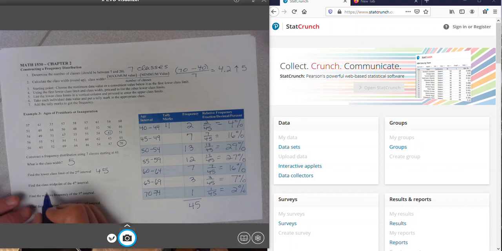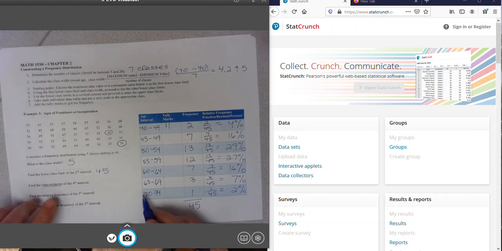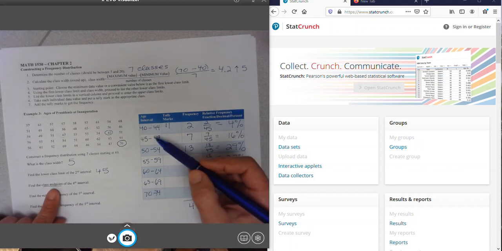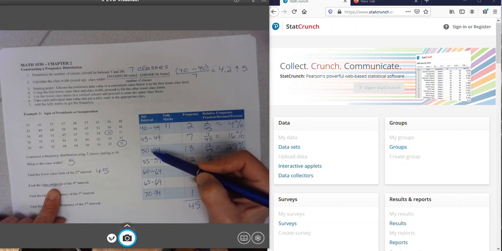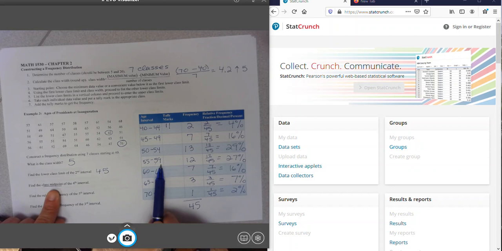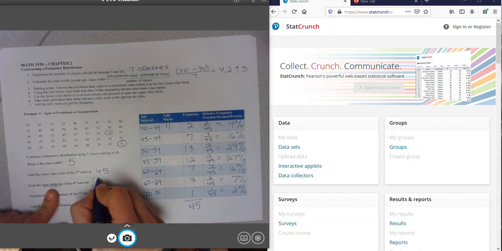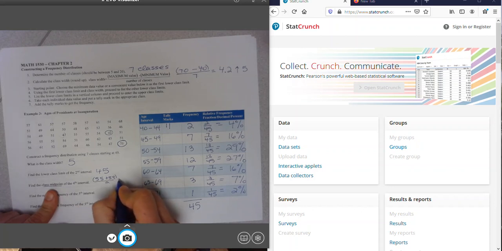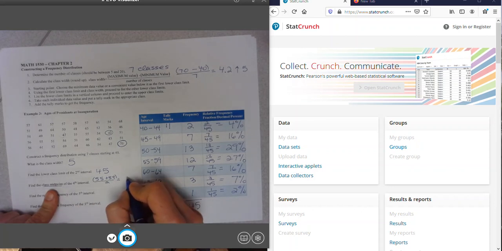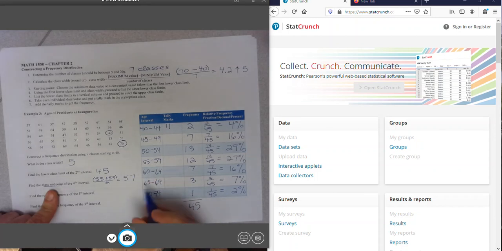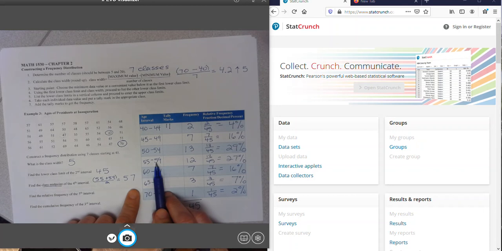Now class midpoint, this is something you need to know how to find. That's the value in the middle of our fourth interval. So we have 1, 2, 3. Here's my fourth interval. So what age is in the middle of 50 and 55? To do that, we would just take 55 plus 59 and divide that in half, finding the average of those two numbers, and that actually turns out to be 57. So that is the age in the middle of our fourth class.